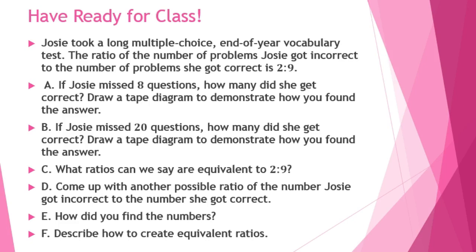C. What ratios can we say are equivalent to 2 to 9? And D. Come up with another possible ratio of the number Josie got incorrect to the number she got correct. E. How did you find the numbers? F. Describe how to create equivalent ratios. Just a little hint: you might want to go back to the first part of your problem, the informational part, and start by creating a tape diagram to represent 2 to 9. Have it ready for tomorrow.